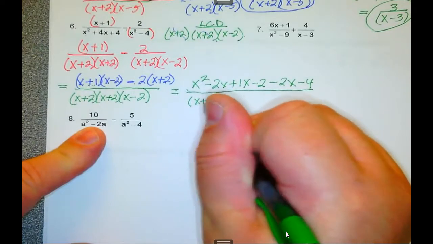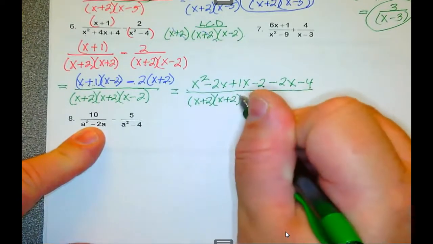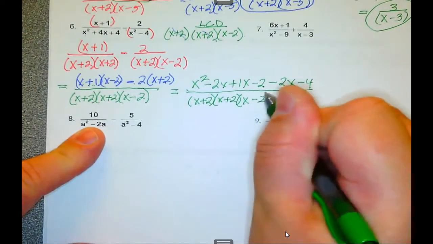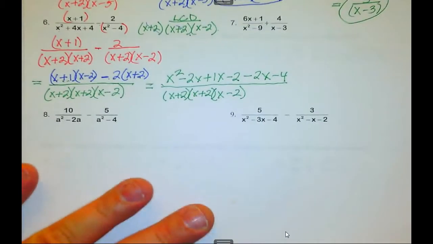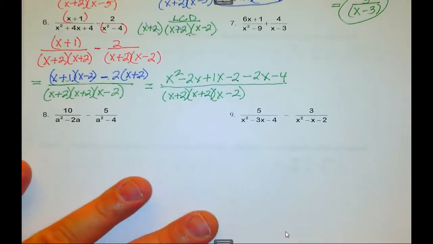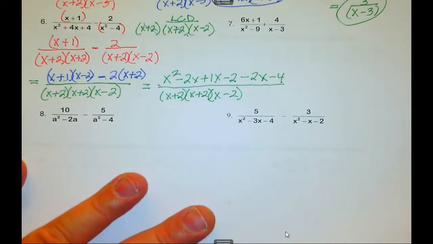So I have x plus 2, x plus 2, and x minus 2 for the denominator. Then we're going to simplify our numerators. Pretty good? Okay.